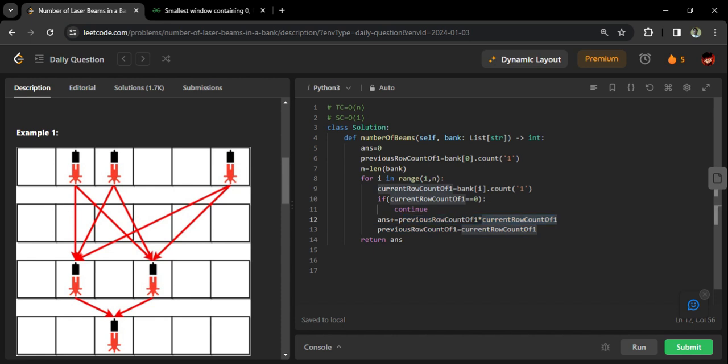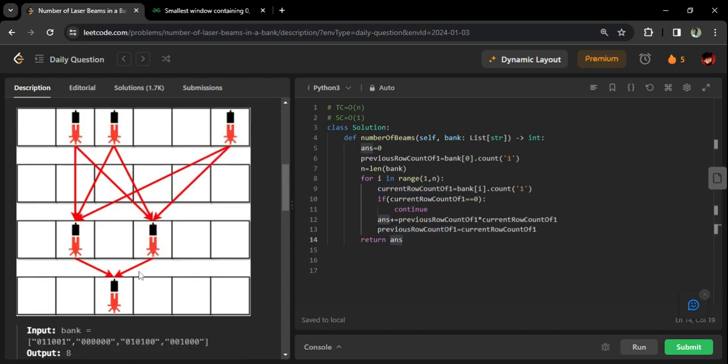Then I'm doing an important step. Whatever is there in my current row count of 1, that is this variable, I am now storing in previous row count of 1. Why am I doing that? Remember, see here, if I talk about the last row and have to find the number of beams towards it, what I need is the number of devices in the very previous row. Only then can I find it, right?